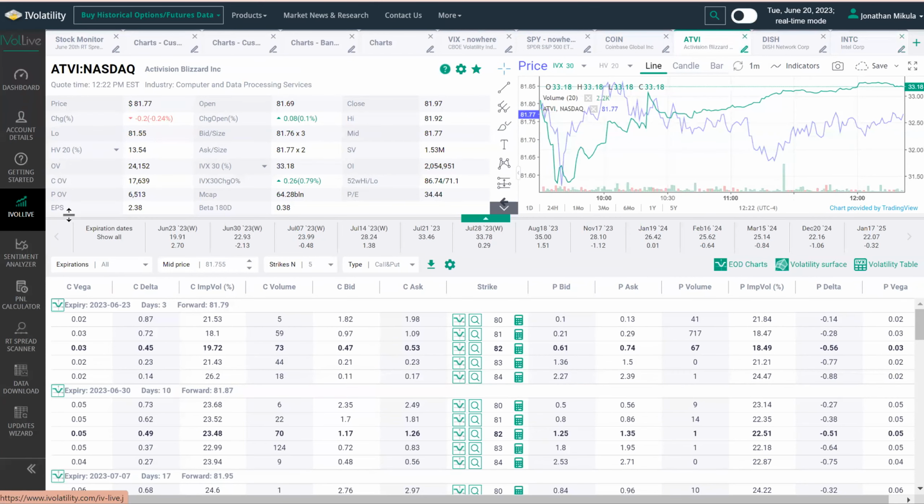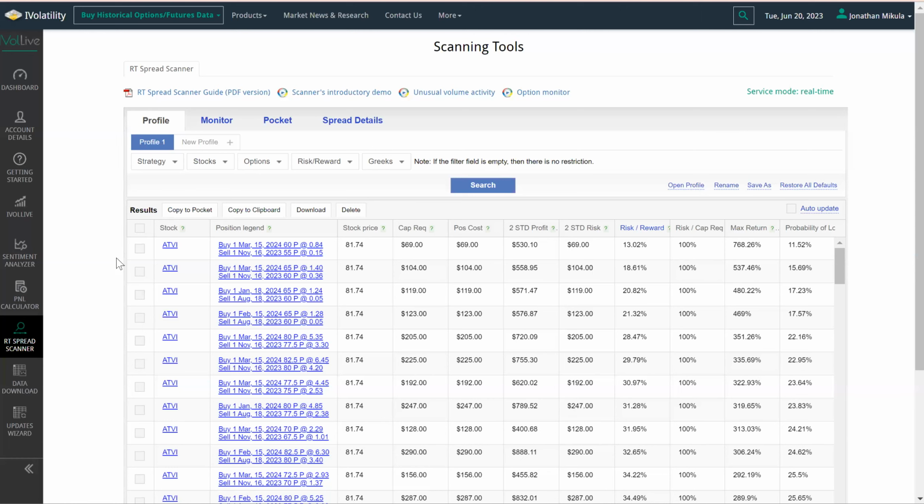So now that I know something's going to happen with Activision, it's going to break out one way or the other, I can come here to the real-time spread scanner. And of course, if I'm putting together a whole trade, I'm also running things through sentiment analyzer, P&L calc, etc. But for now, I just want to focus on how I would use the real-time spread scanner to help confirm and look at interesting trades.